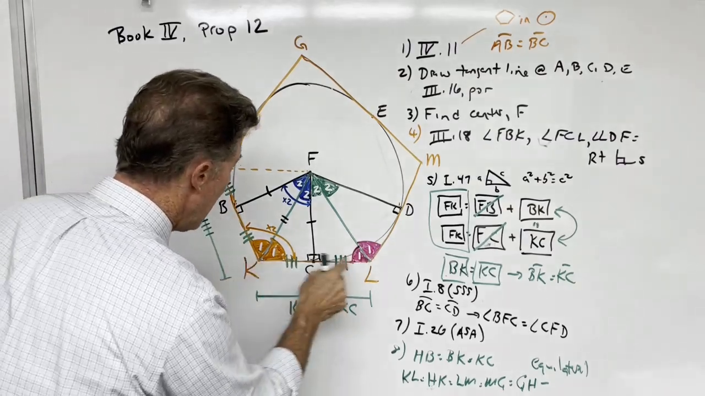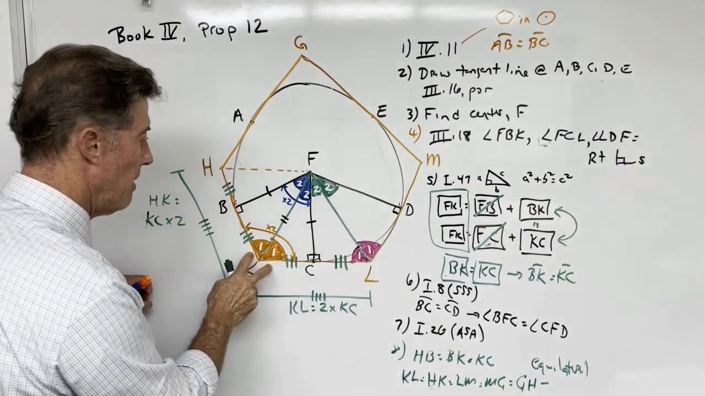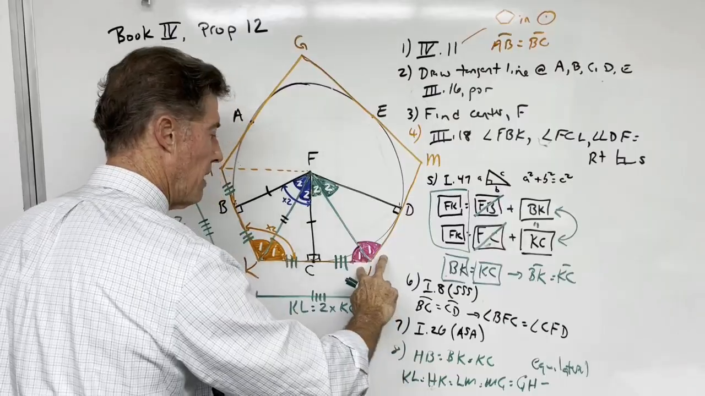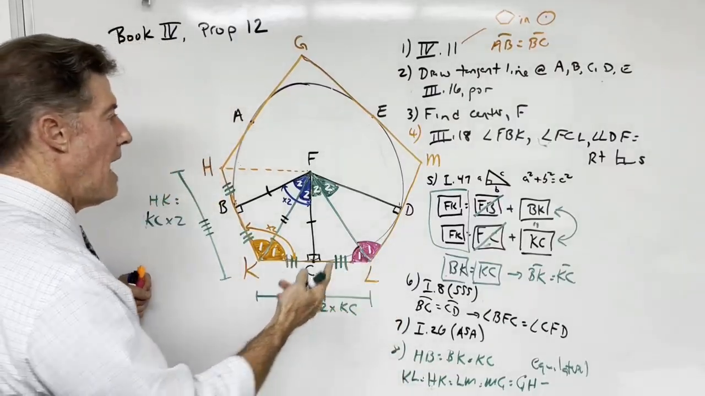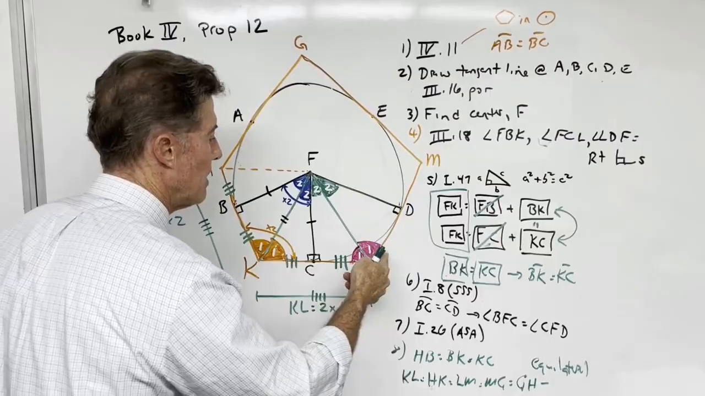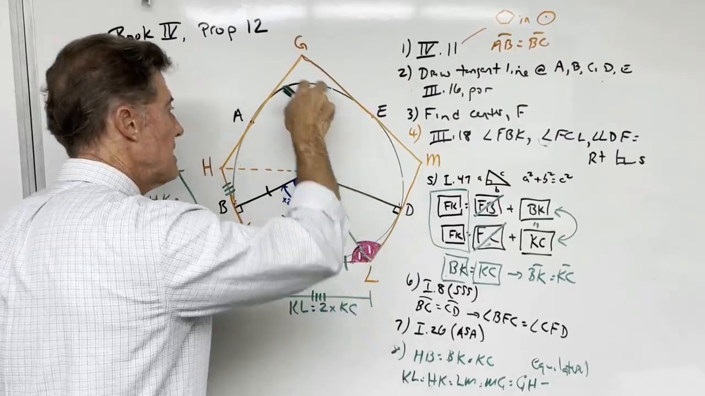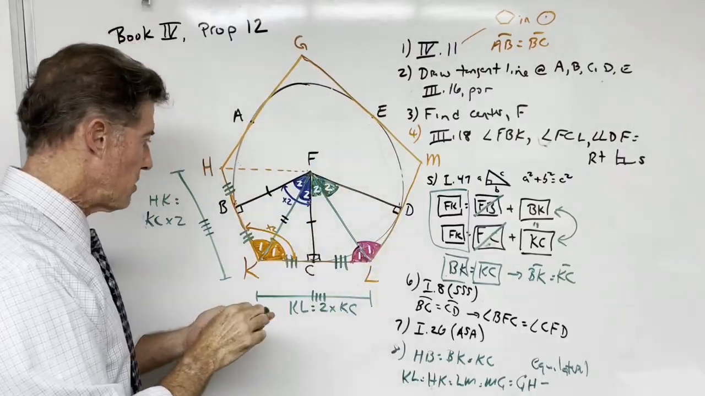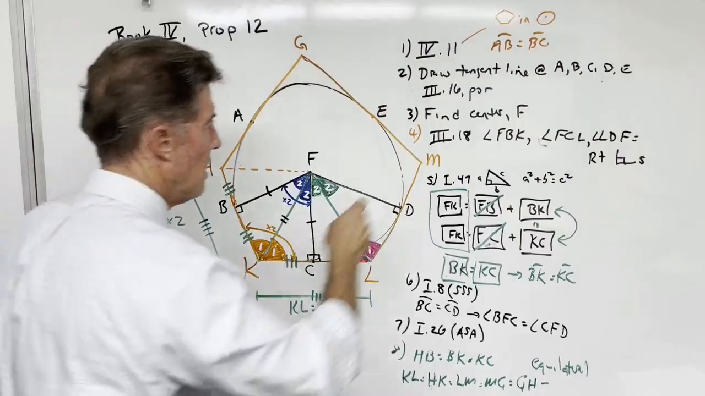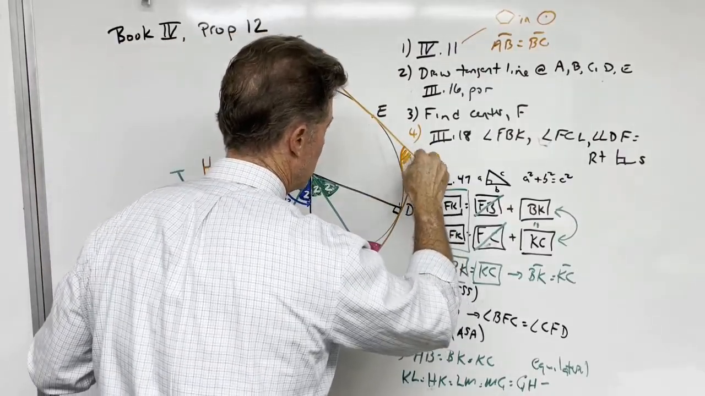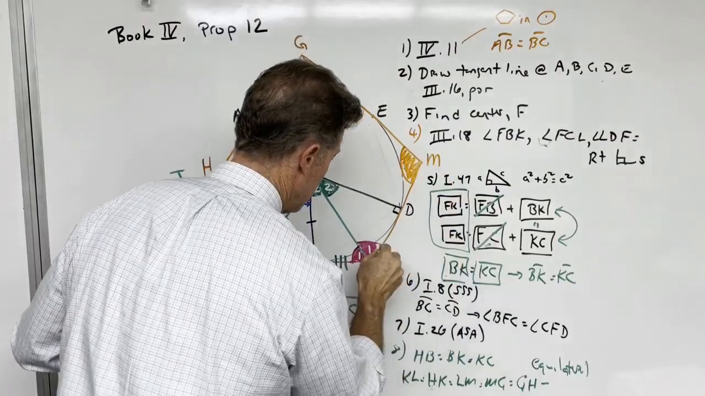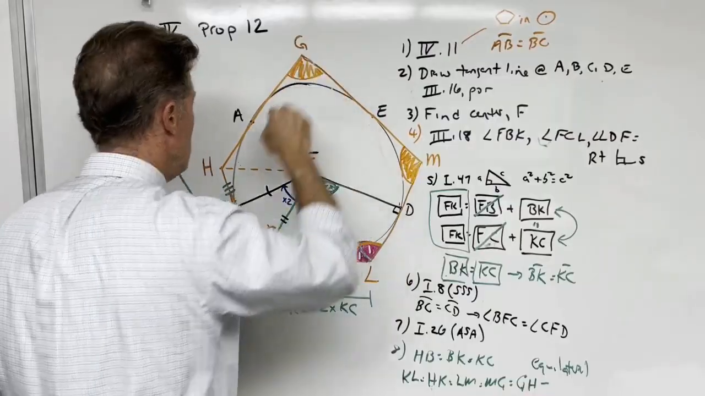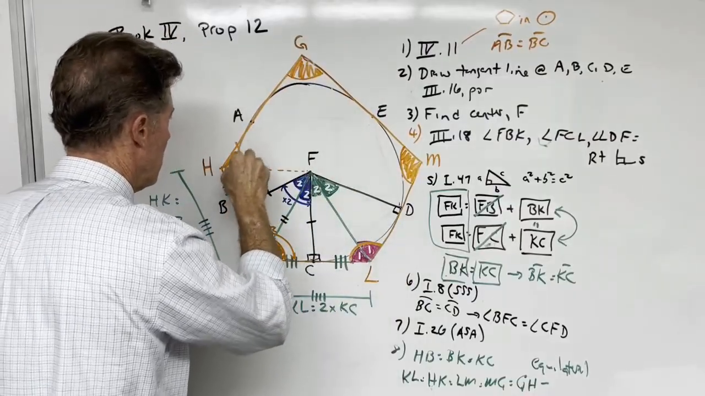Angle KLM is equal to double angle 1. Therefore, they're equal. And by the same logic, we can show that this angle is equal to this, and this angle is equal to this, and these angles are equal. And therefore, all 5 of these angles are equal. So let's put those in. We know that this is equal to this. We know this is equal, and this is equal.